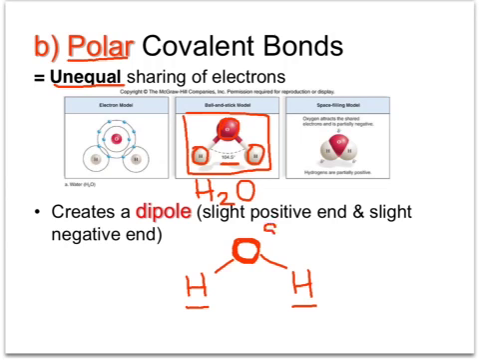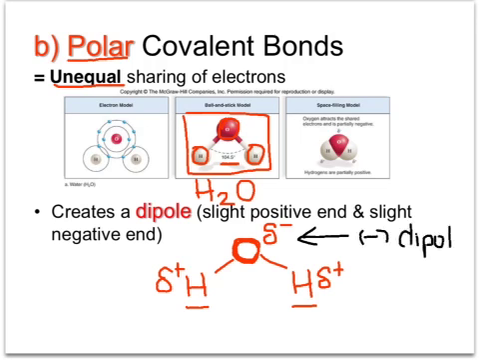What that means is it creates a slightly negative end and a slightly positive end. So these little funny shapes here mean that we have a negative dipole and a positive dipole. This would be your negative dipole, and this here would be your positive dipole. It just means a slightly negative end and a slightly positive end. Again, this oxygen is more electronegative, it's what I call the big pig. It holds onto those electrons more often than these hydrogens do.